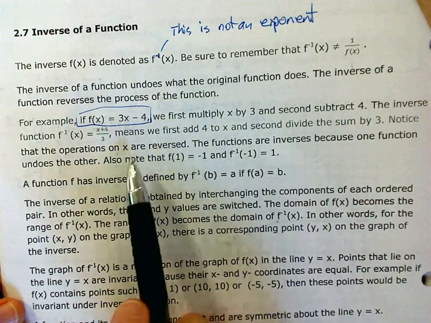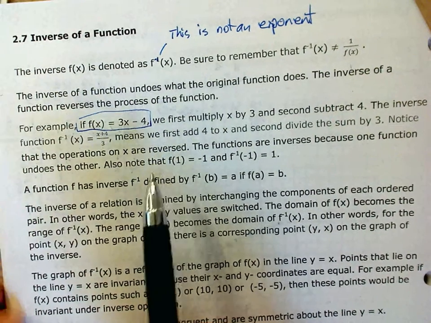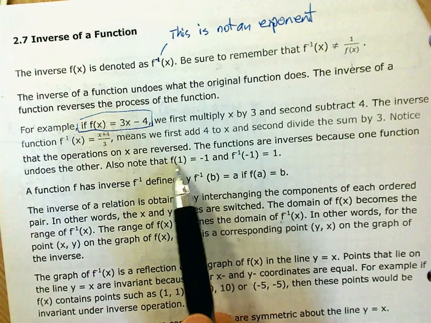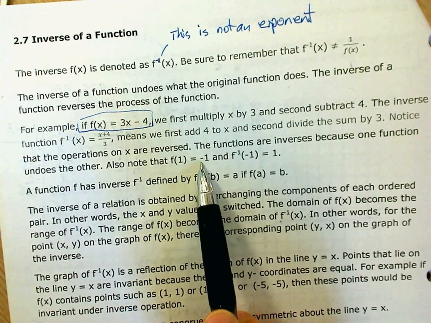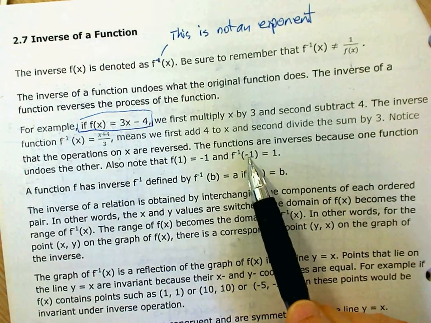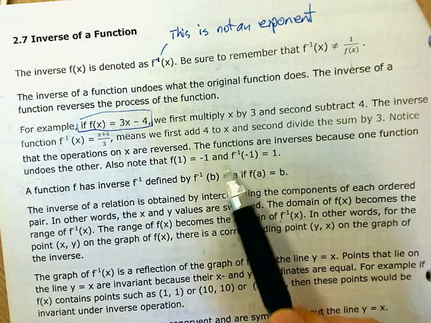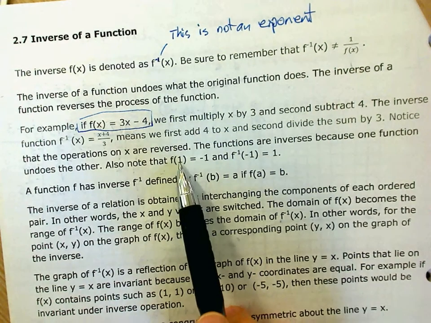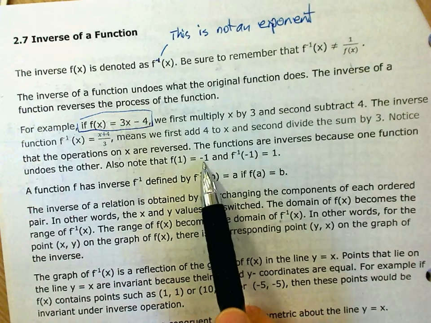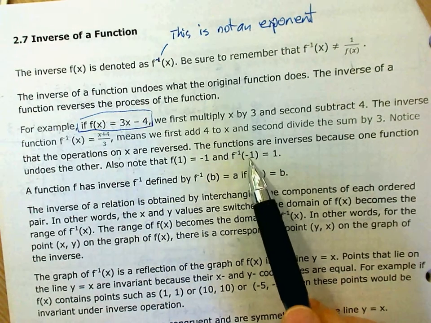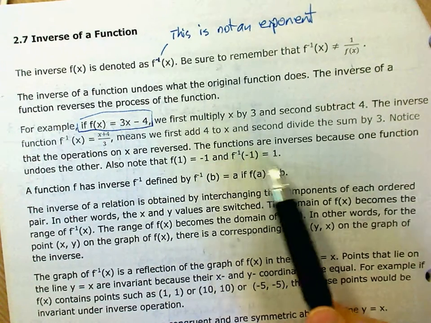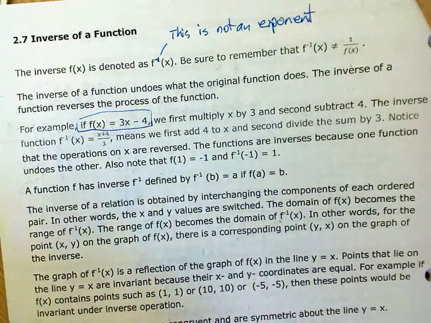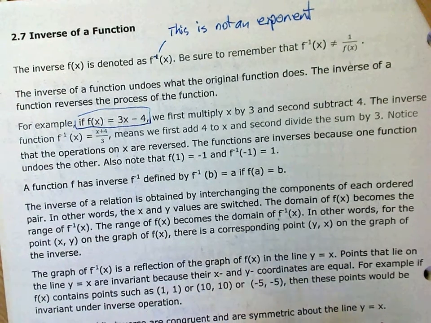If functions are inverses of each other, okay, so notice that if f of 1 equals negative 1, then if we put negative 1 into the inverse of f, we'll end up back with positive 1. So notice x is 1, y is negative 1. Here x is negative 1 in the inverse, which gives y as positive 1. So it's reversing. It undoes what the original does.